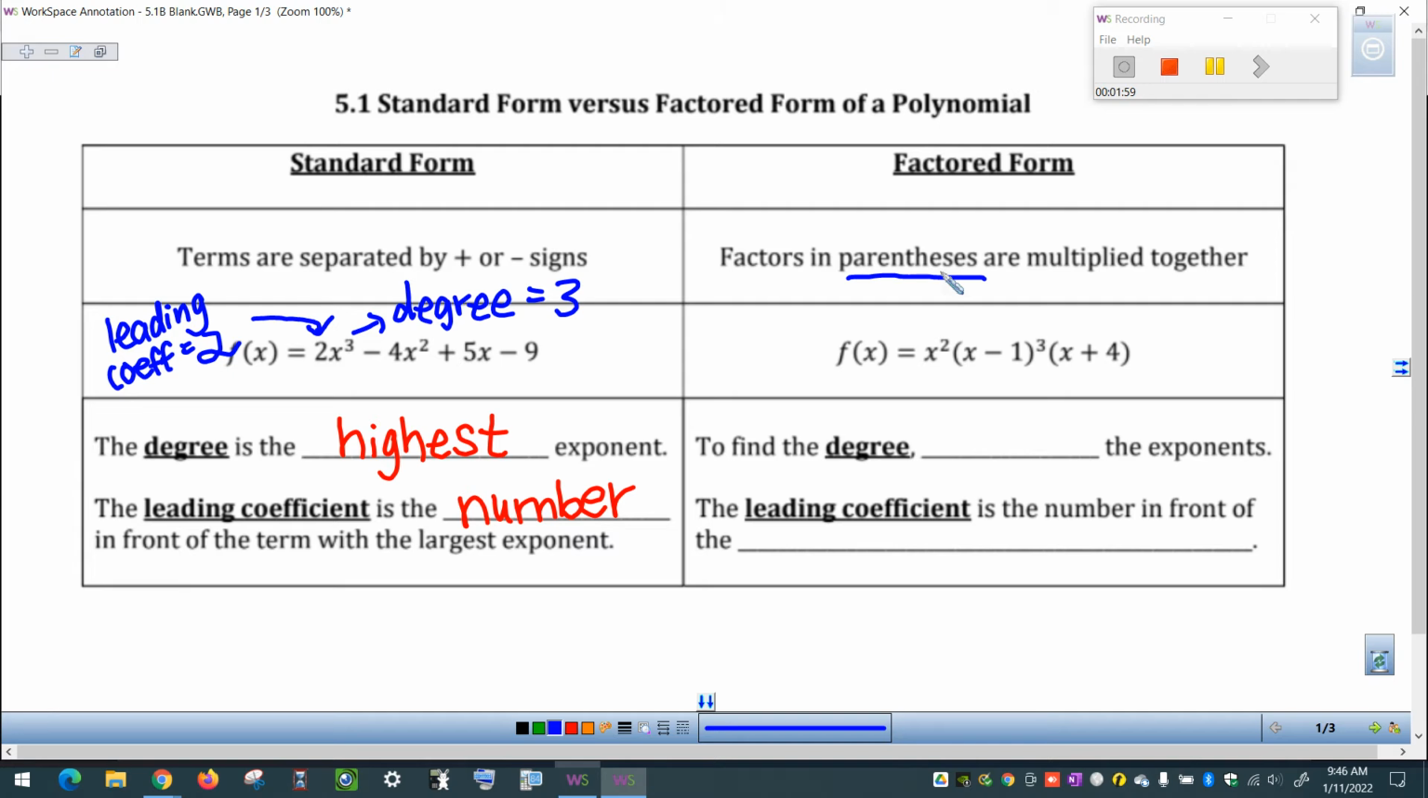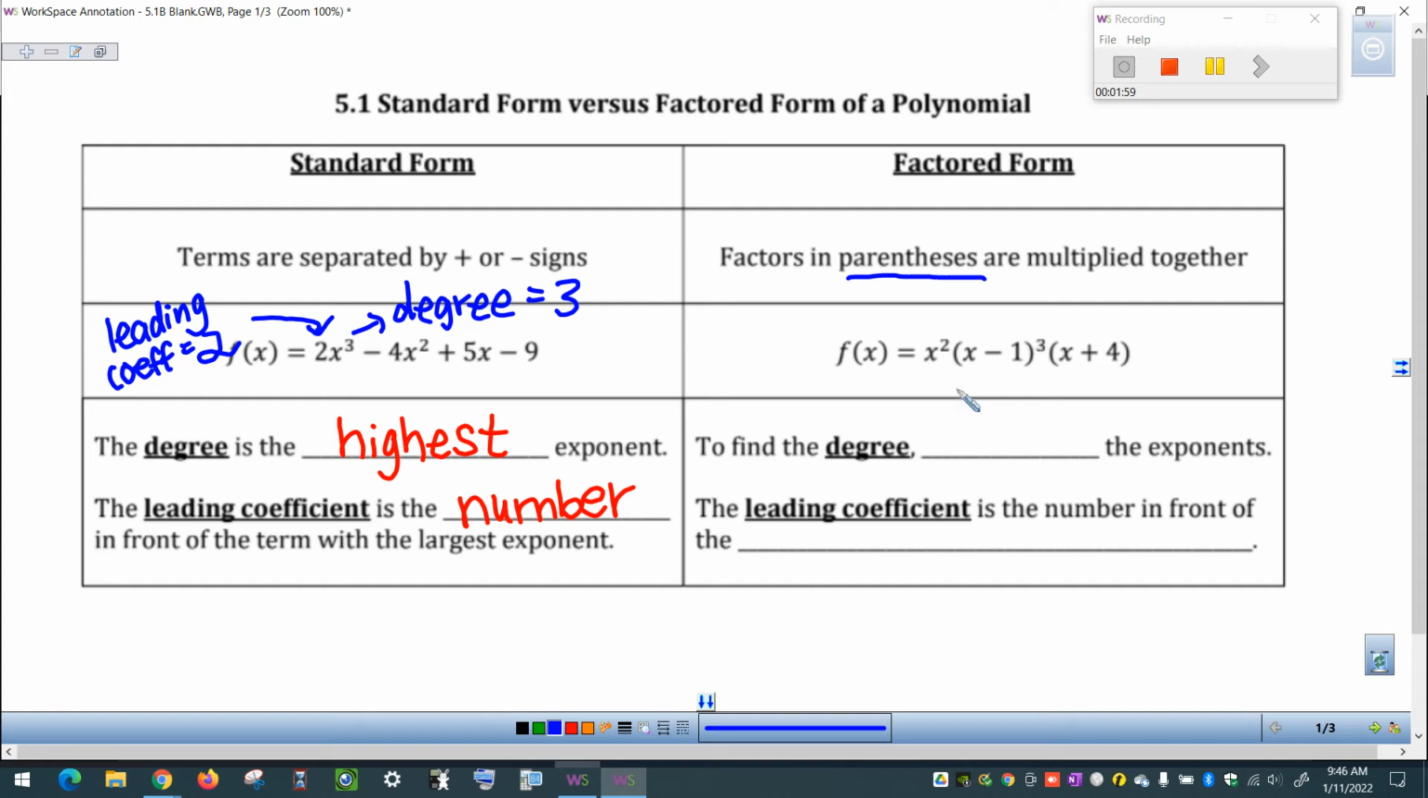Notice how we have an x squared on the outside of our parenthesis. Because it's touching this first parenthesis, it means that it's being multiplied. And then we've got the quantity x minus 1 raised to the third, which really means x minus 1 times x minus 1 times x minus 1. That's just a shorter way to write that. And then that's being multiplied by x plus 4 at the end.